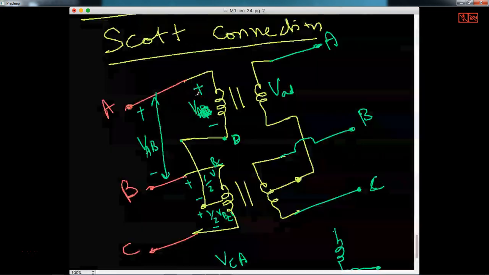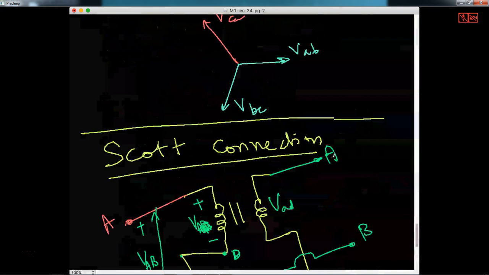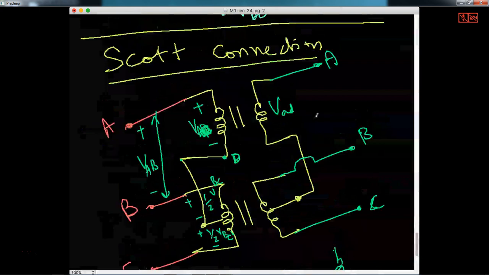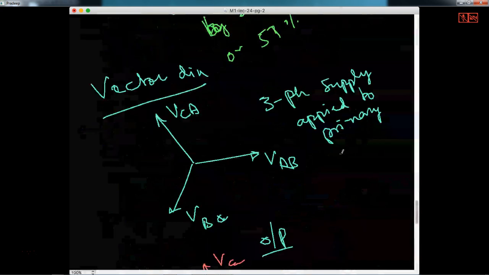So I know I have not covered this in full detail, but you can refer to any standard textbook. They will also explain further. I have just given you the basic idea of these two connections, that is Scott connection and then open delta connection. So any doubts up to here?